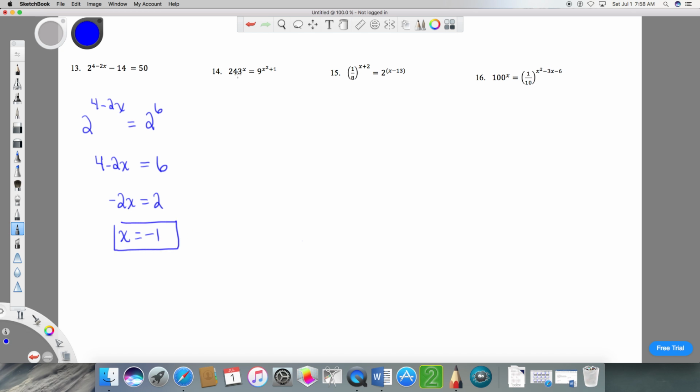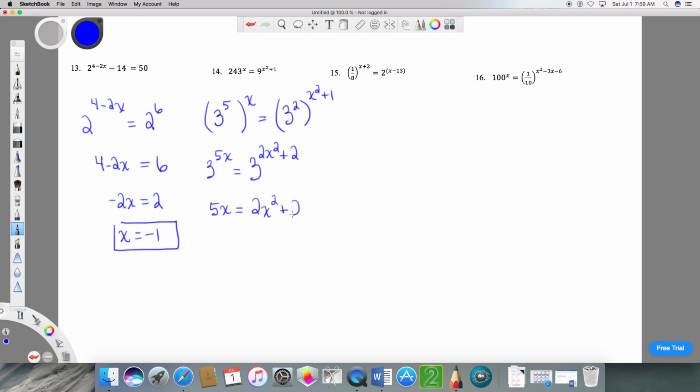All right, so let's take a look here at number 14. I can rewrite each of these with a base of 3. 3 to the 5th power is 243. And 9 is 3 squared. So if I have a power to a power, I multiply the exponents together, and now I'll have a common base. So the numbers are the same, the bases are the same, the exponents must be the same because it's a one-to-one function.